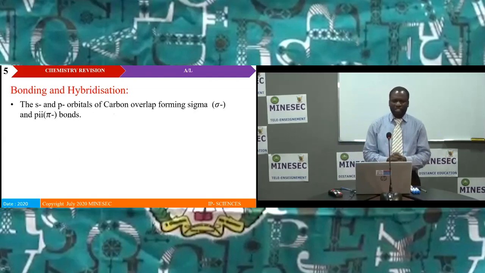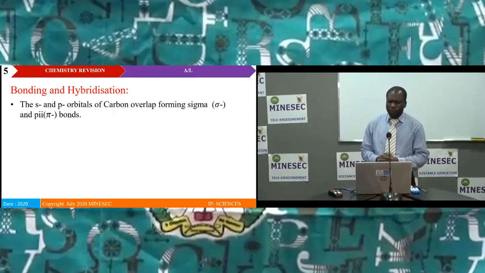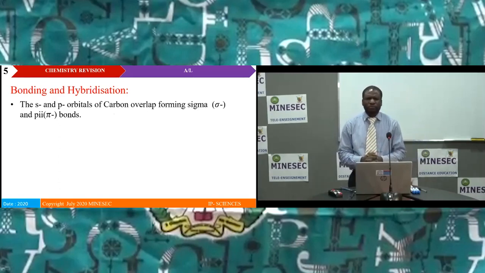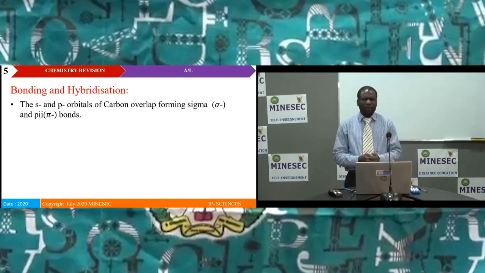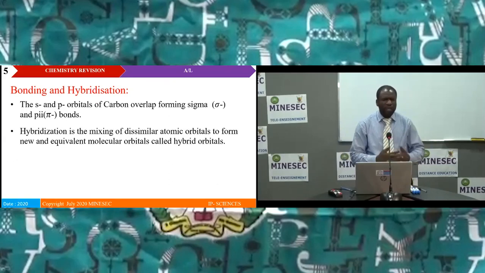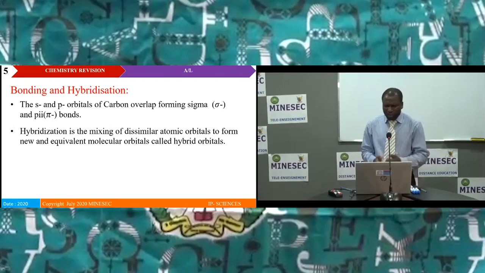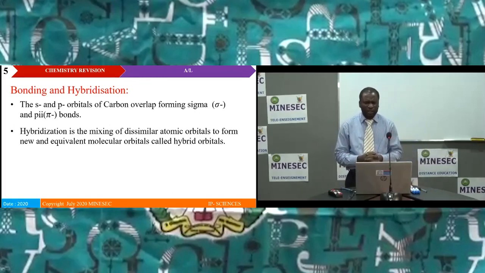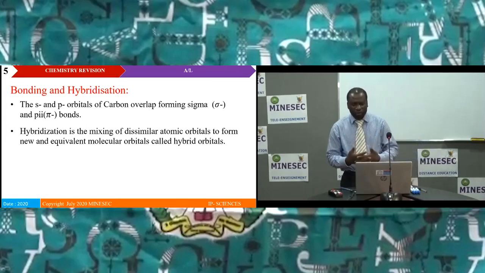Bonding and hybridization. The s and the p orbitals of carbon overlap, forming sigma or pi bonds. The formation of sigma or pi bonds depends on the mode of overlapping of the s and p orbitals. Hybridization. Carbon undergoes hybridization, which is the mixing of atomic orbitals of dissimilar energy to form new and equivalent orbitals called hybrid orbitals.